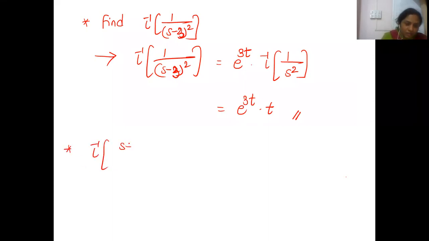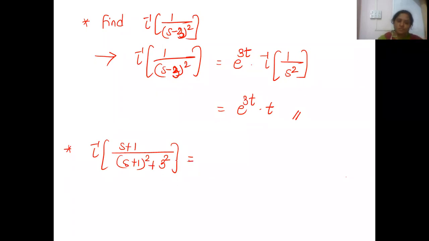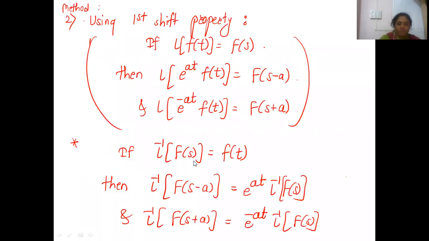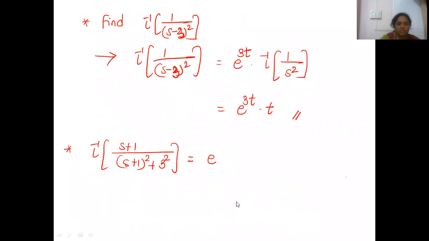Laplace inverse of s plus 1 upon (s plus 1) square plus 3 square. Wherever there is s, that is not standard. Standard is s square plus 3 square. It is standard, but s is with s plus 1. And wherever there is s, is it s plus 1 there? Yes. Right. So it goes in first shift. So what will come out? e raised to minus 1. Very good. If it is s plus a, e raised to minus at comes out.